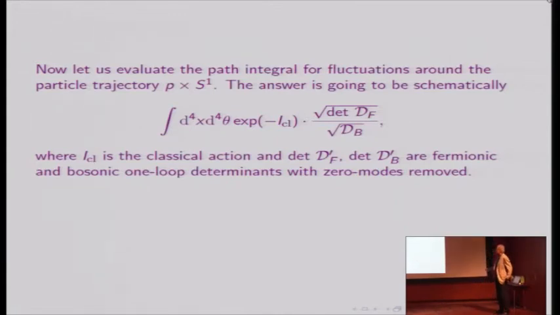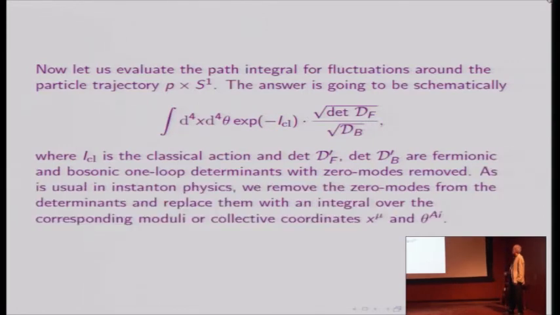So what we're going to get is an integral over the moduli, that means an integral d4x d4 theta, an exponential of minus the classical action, and then a product of determinant primes, meaning determinants with zero modes removed. The only zero modes are the ones associated to these space-time symmetries because we decided to discuss the case in which those are the only moduli. Otherwise, in general, we'd have more moduli and a slightly longer discussion. So as usual in instanton physics, we remove the zero modes from the determinants and replace them with an integral over the moduli or collective coordinates, which here are x and theta.